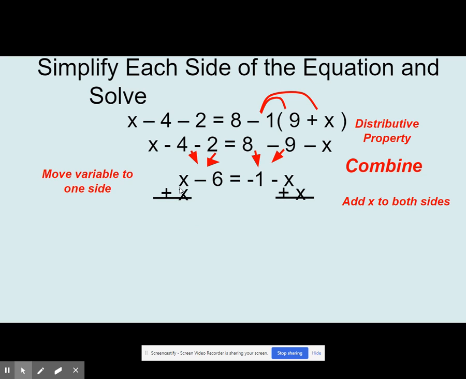So then x plus x is 2x. Bring down our minus 6. Bring down our equal sign. All that's left over here is a minus 1. So now we have 2x minus 6 equals negative 1. Back to just a plain two-step equation, which you all have been doing really good on.